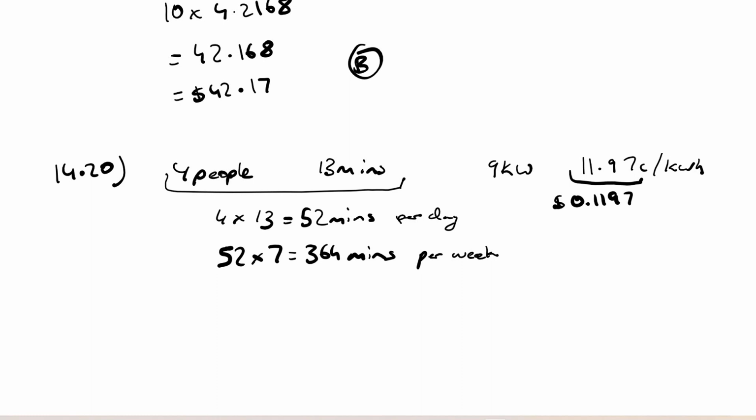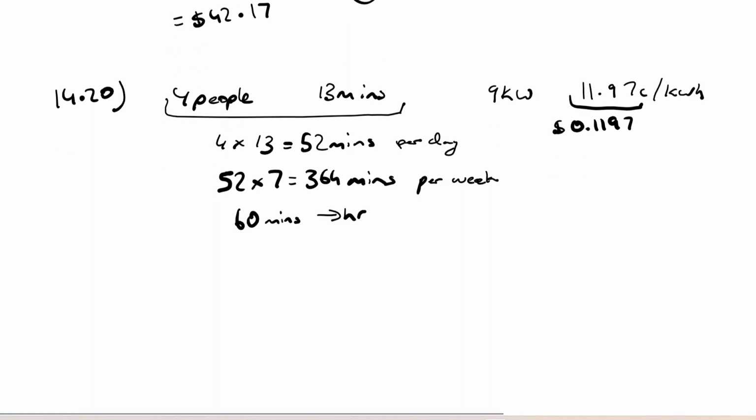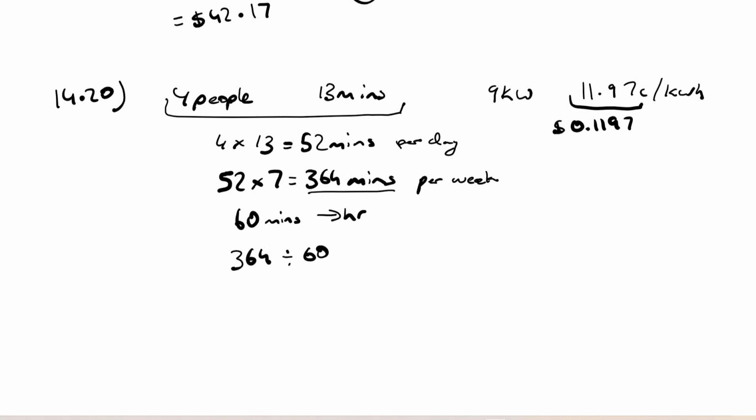And we don't usually work in minutes, we work in hours. So how many minutes are in an hour? We have 60 minutes to an hour. So what do we need to do to get from 364 minutes to hours? We divide. So 364 divided by 60 is about 6.06 hours.